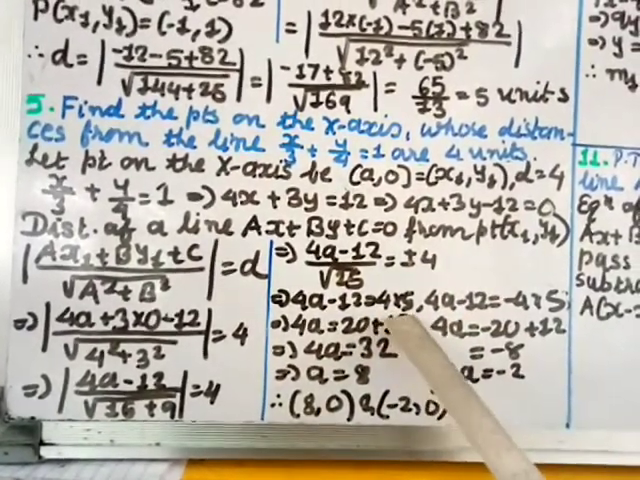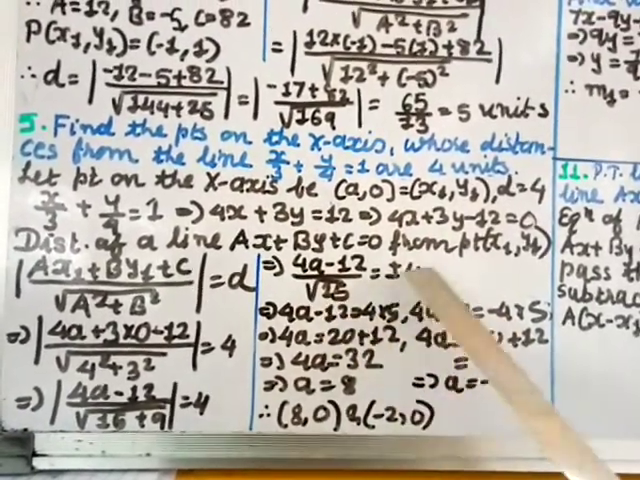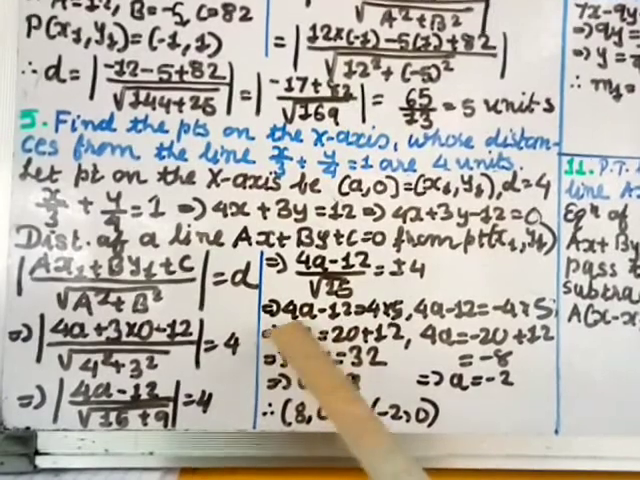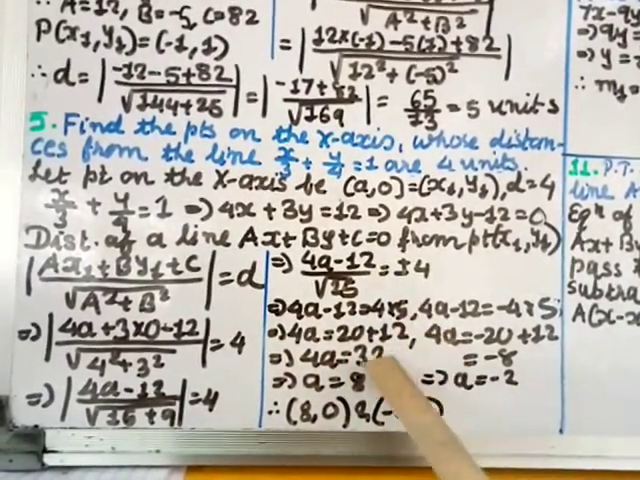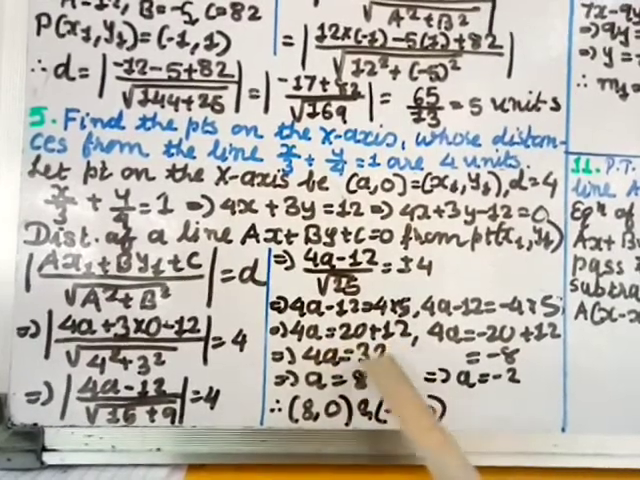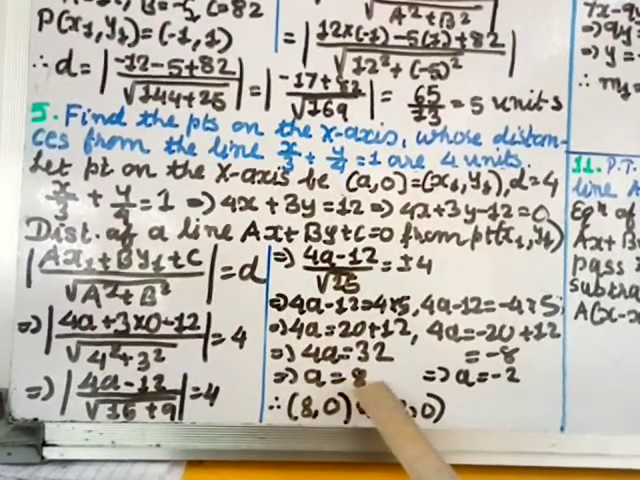Okay, so 4 into 5: the first time I am taking plus 4 and the second time I am taking minus 4, so minus 4 into 5. So here 4a equal to 4 into 5 is 20, and minus 12 transferred here becomes plus 12. So 20 plus 12 is 32, here 4a equal to 32. Divide by 4, so you get a is equal to 8.